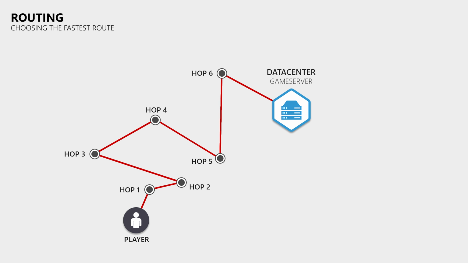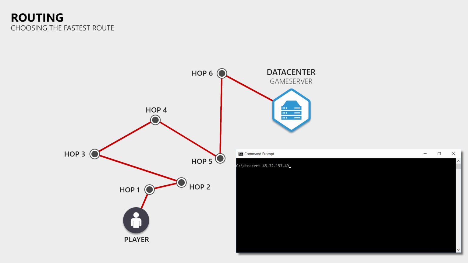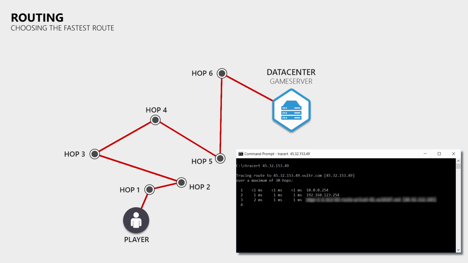And in such cases you will have to call your internet service provider so that they can check their routing tables. And if you want to help them to get the issue fixed faster, then you can provide them with trace route data for that server. For that you open the command prompt, type in tracert and the IP of the game server that you have problems with.